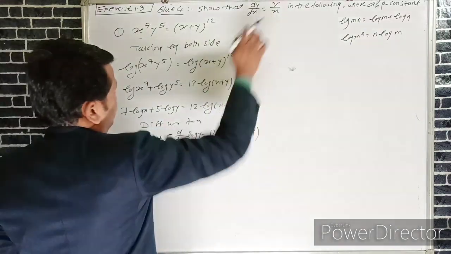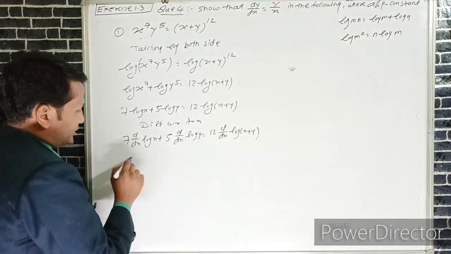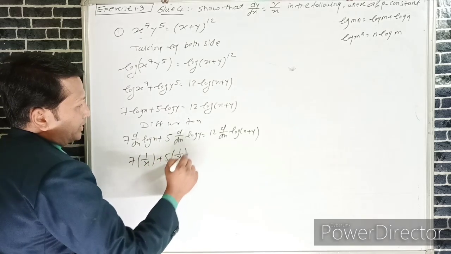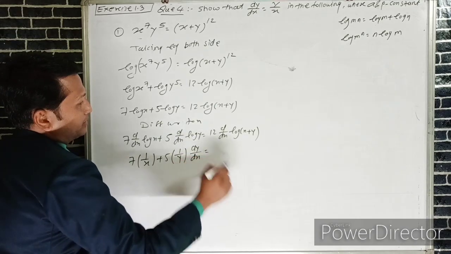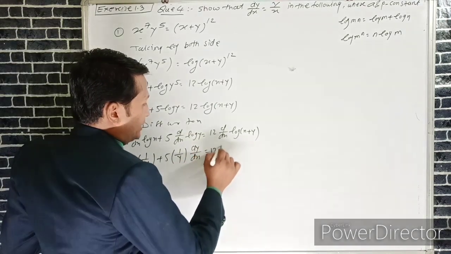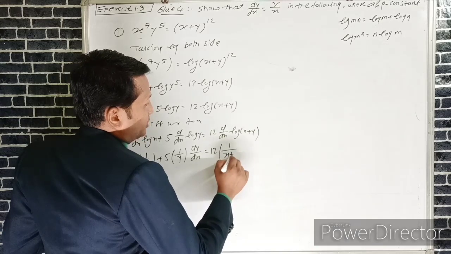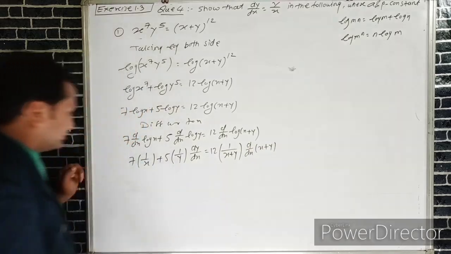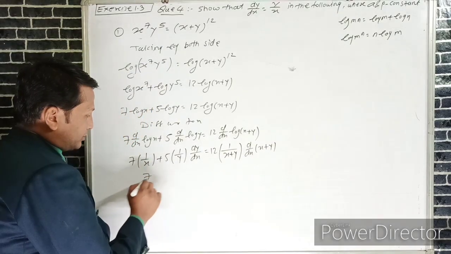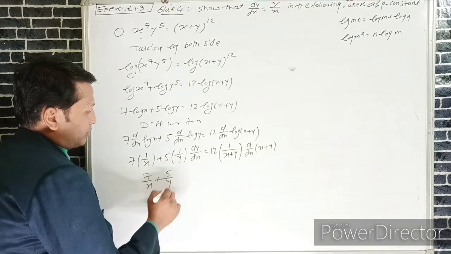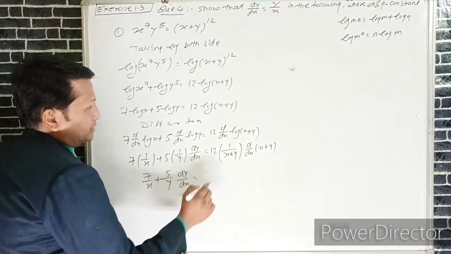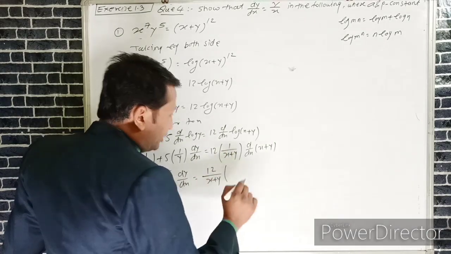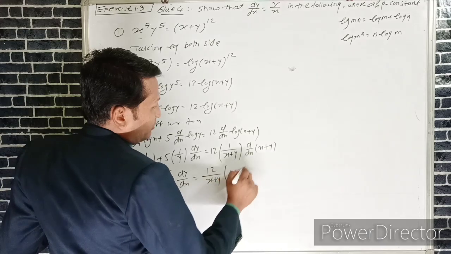The derivative of log x is 1 by x. Similarly, we can write derivative of log y is 1 by y into again a derivative of y, which is dy by dx. Here again we can write derivative of log of x plus y is 1 upon x plus y, and we can take again a derivative of x plus y. 7 into 1, which is 7 by x, plus 5 by y dy by dx is equal to 12 into 1, 12 upon x plus y into derivative of x is 1 and y is dy by dx.